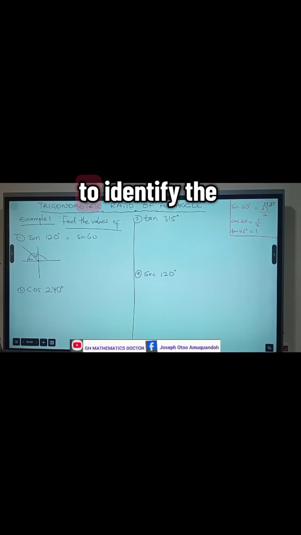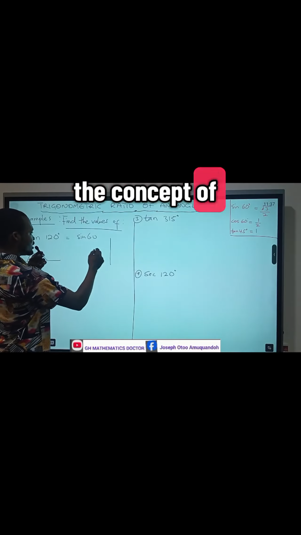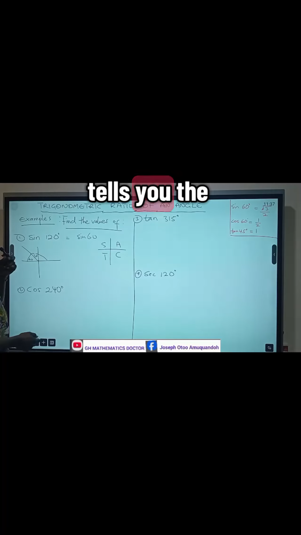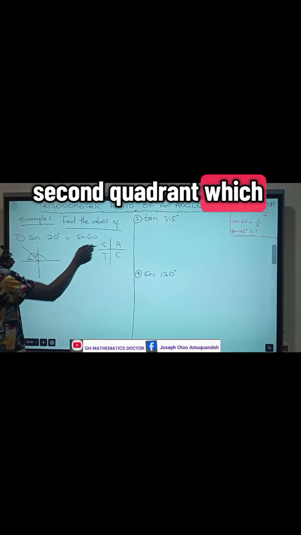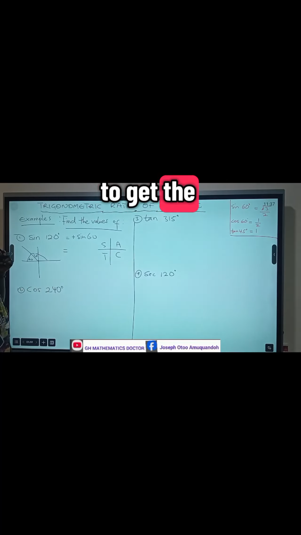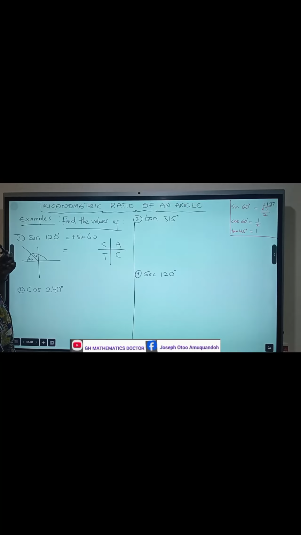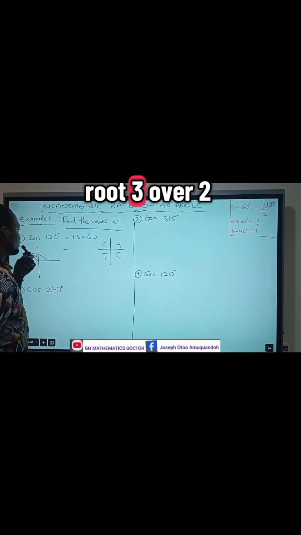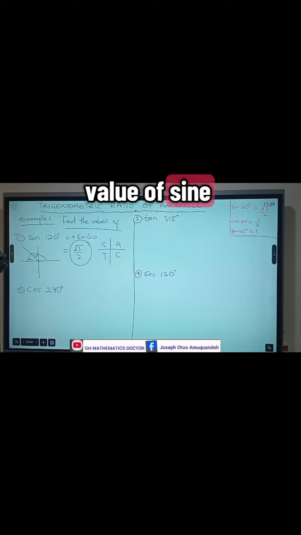Now we need to identify the region where it is positive and negative. To identify this, let's look at the concept of CAST. We have C, A, S, T. The CAST tells you the region where the ratio is positive. So over here we have the second quadrant, where sine is positive. Now for us to get the exact value of sine 60 degrees, you have to remember the special angle table, and that gives you sine 60 degrees to be root 3 over 2. So we have root 3 over 2, and this is the exact value of sine 120 degrees.